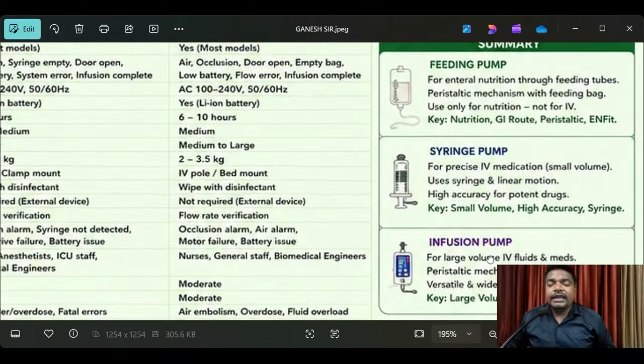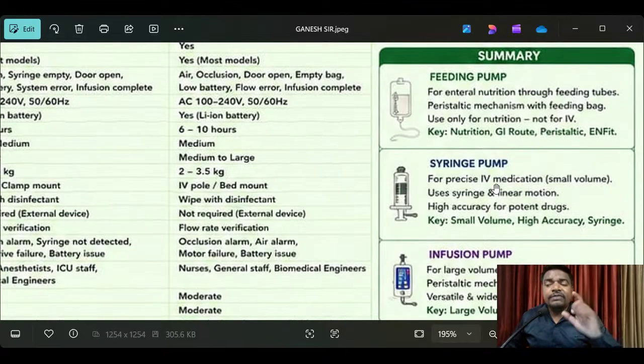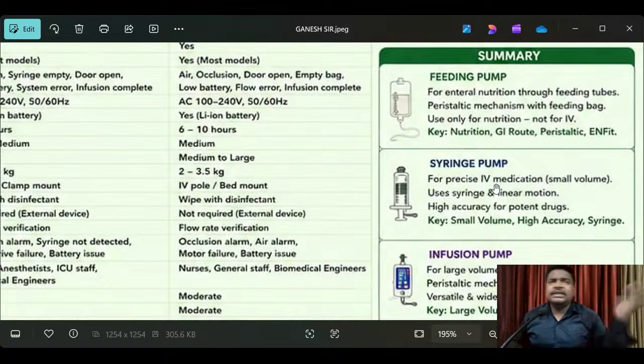Now come to the infusion pump. See here, I'm giving the summary. Why? Because when you face the interview, they will simply ask: feeding pump, syringe pump, infusion pump, what is the difference? Simply you can say these points. Understand? You can say these points within 1 minute, because at interview time you do not have that much time. The interview is only 10 to 15 minutes, or 30 minutes.